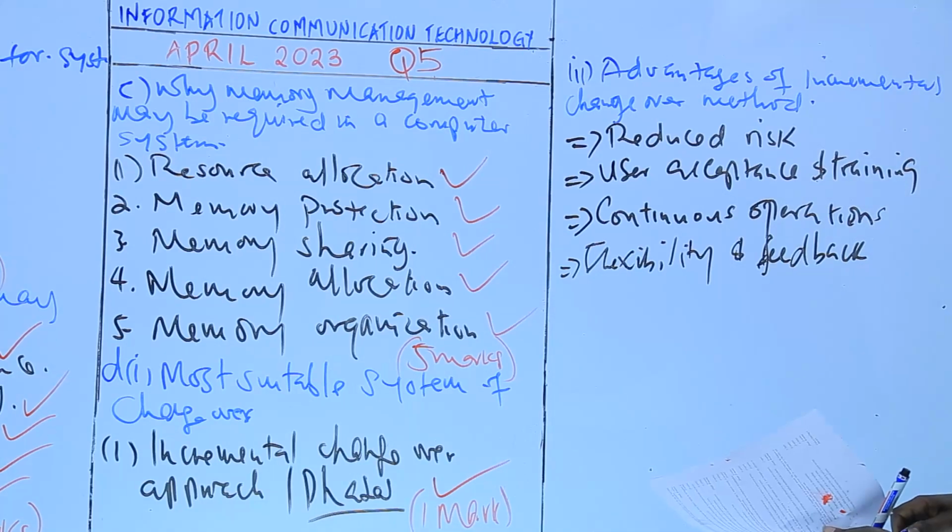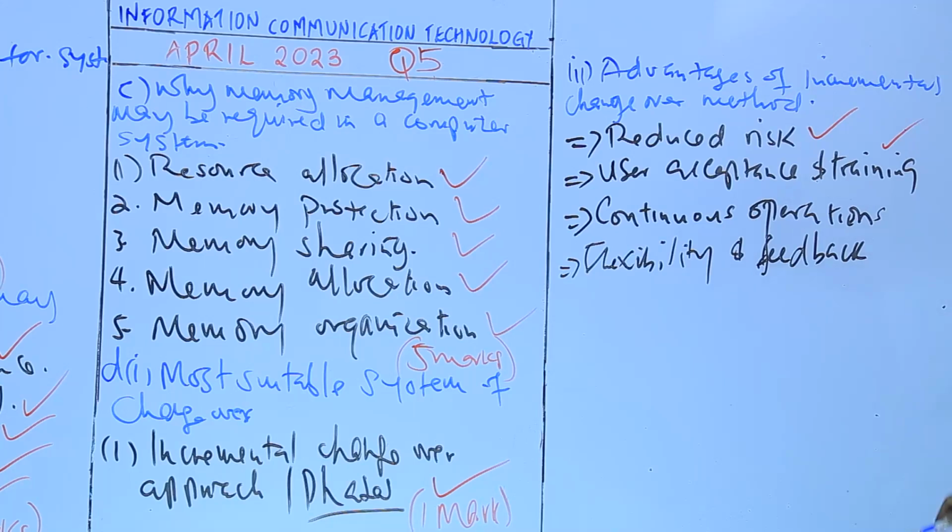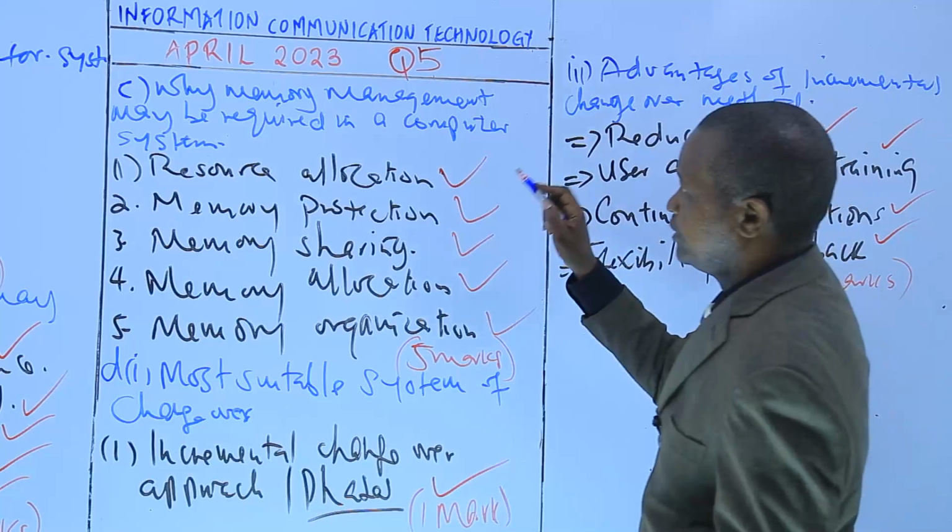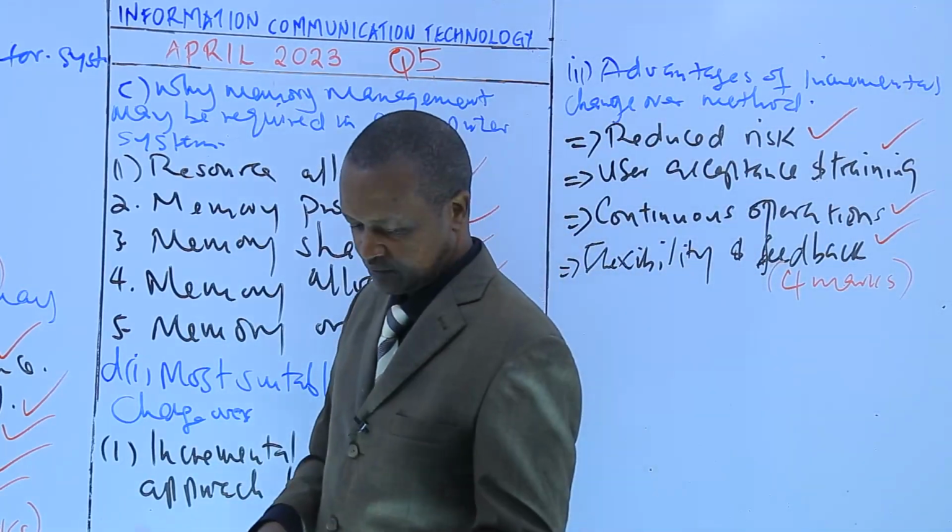So these are the 4 advantages of the incremental changeover approach. 1, reduced risk. 2, user acceptance. 3, it allows for continuous operations of the organization. Then 4, flexibility and feedback. 4 marks. So we've done the April 2023 question 5.